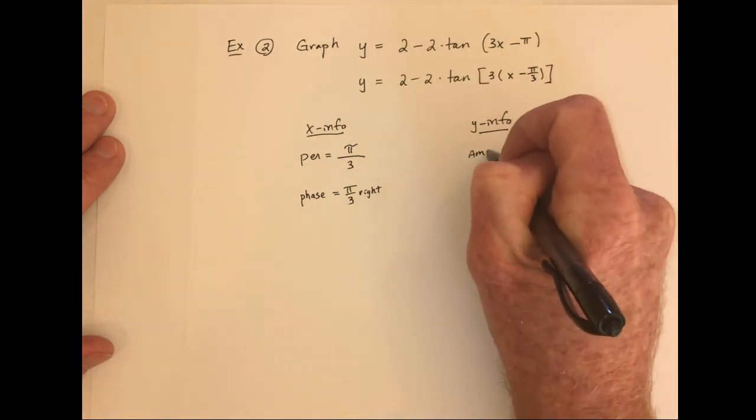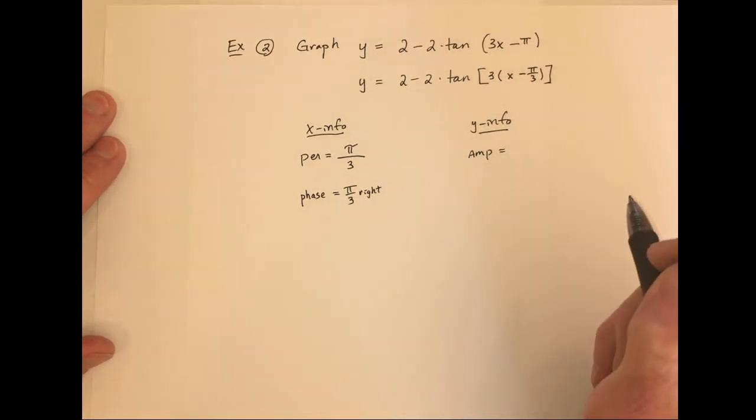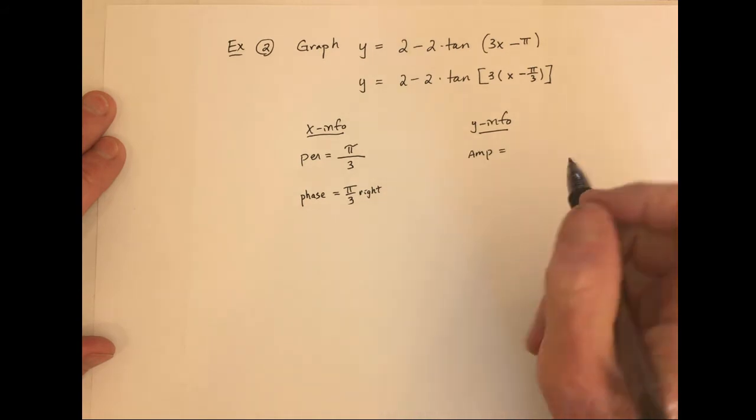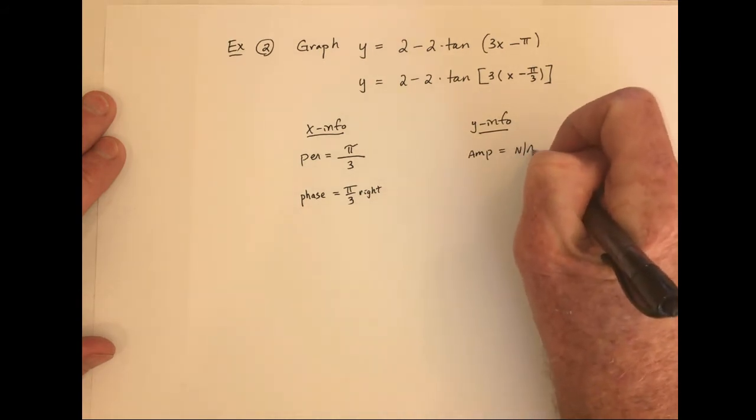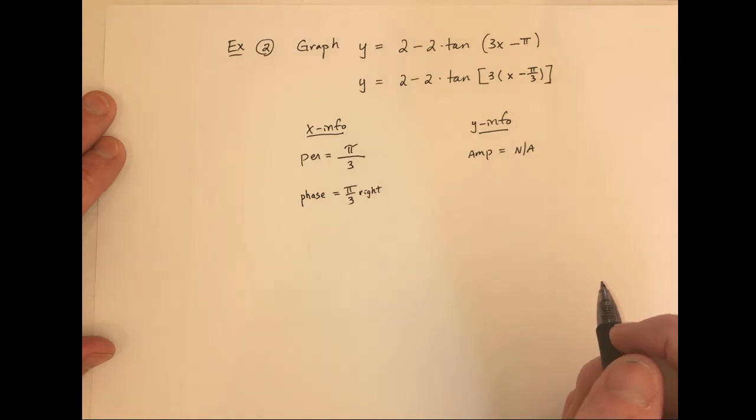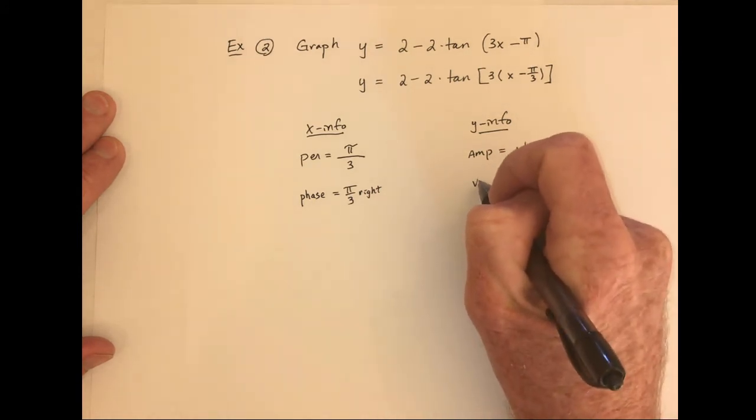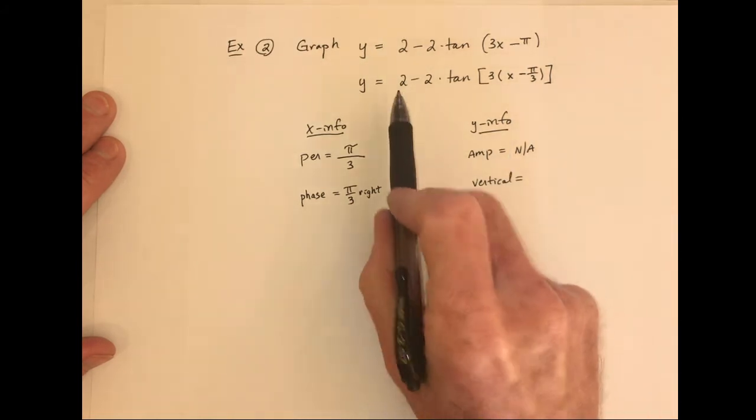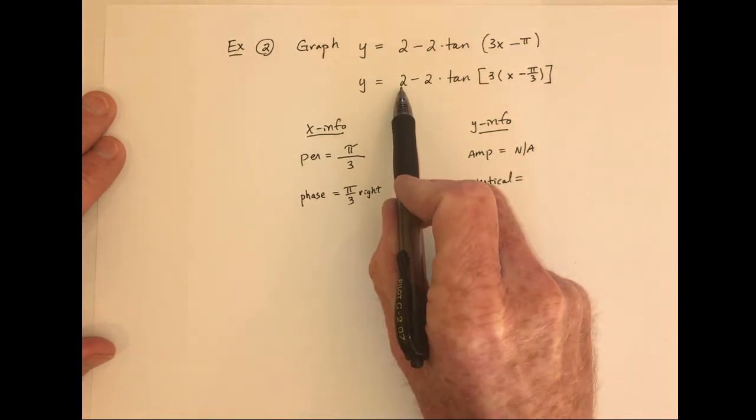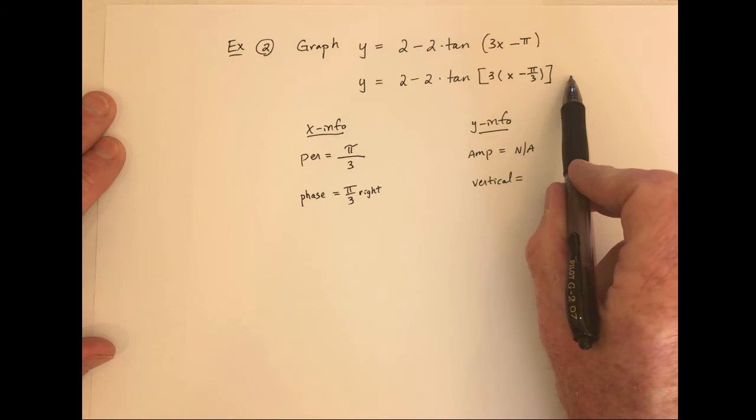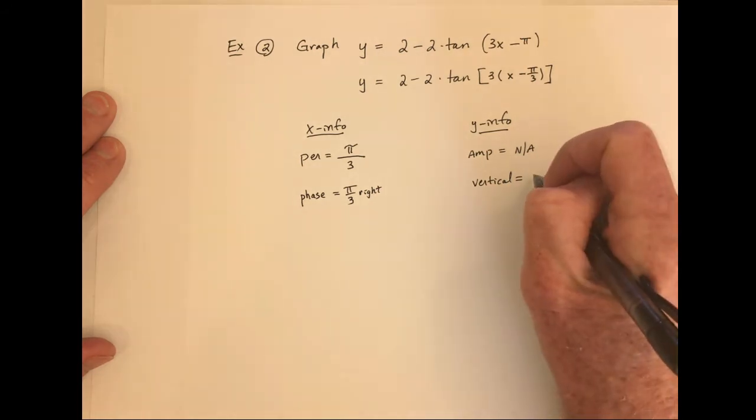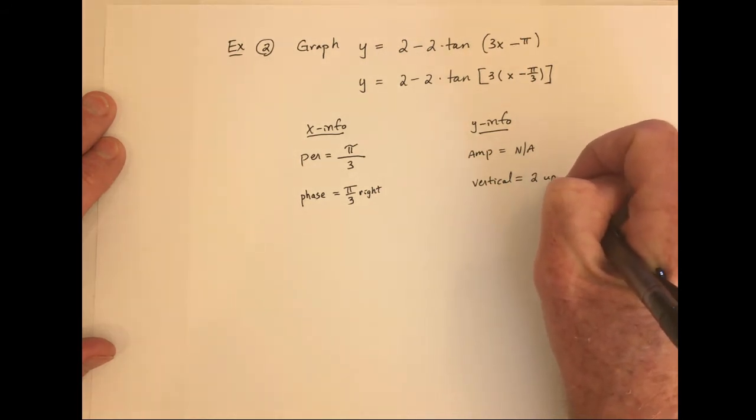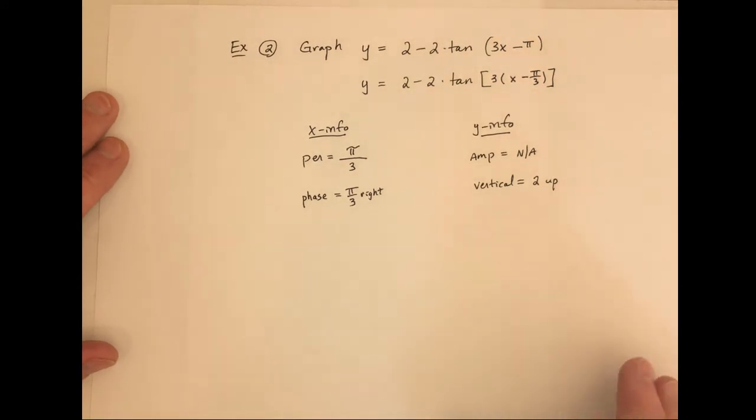Now for the amplitude. Well, amplitude means how tall is it? And tangent goes to infinity, so actually this is not applicable for tangent. And then the vertical shift, so that's this number in the front, and it could be right here, or it could say plus 2 at the end. Same thing, that's the vertical shift. Because it's a positive, it got shifted up.